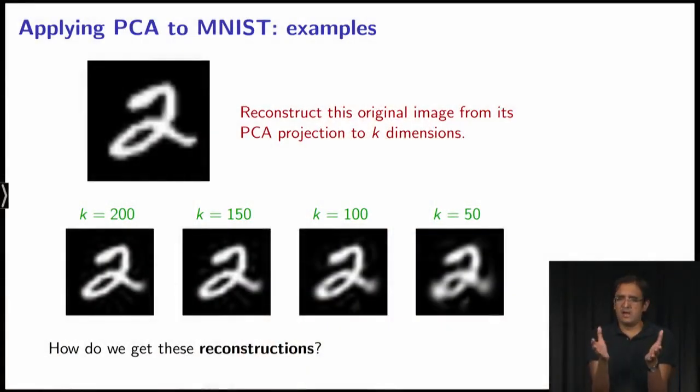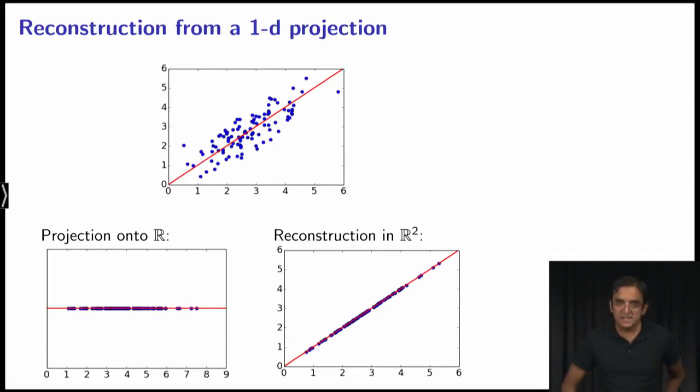What is this picture? After all, I just have 50 numbers. So let's see how to do that. How do you take a 50-dimensional projection and reconstruct something in the original 784-dimensional space? Let's start with a simpler example, going down from 2 dimensions to 1 dimension.